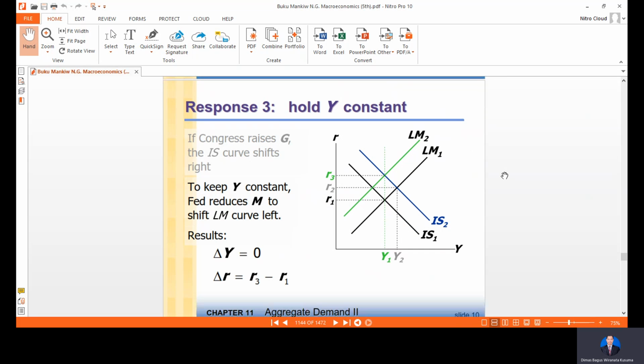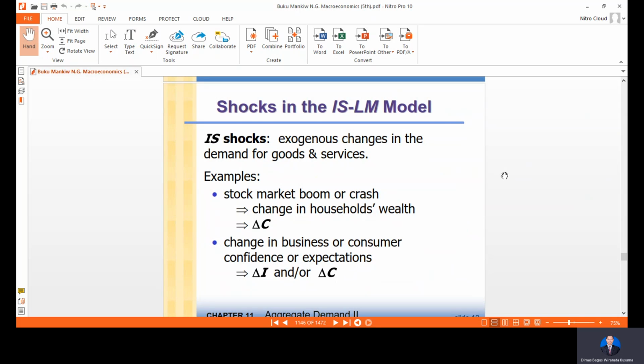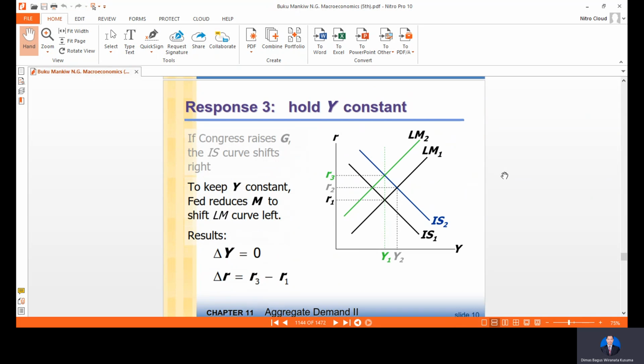I think that's all for today's discussion of AD2. In detail, you can read on your own throughout the slides.